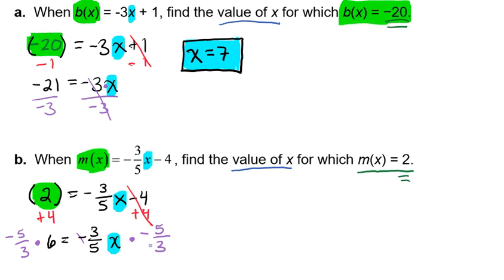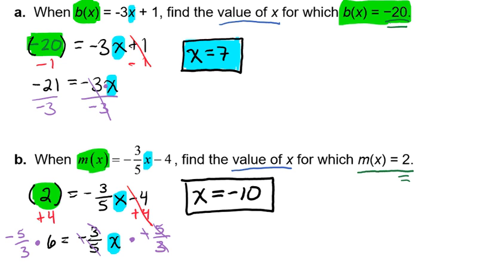And then our negatives will cancel out, and our numerators and our denominators. And so we're just going to go ahead and plug negative 5 over 3 times 6 into the calculator, and we're going to see that our answer equals negative 10. And so what that is telling us is that when x equals negative 10, our function will equal 2.